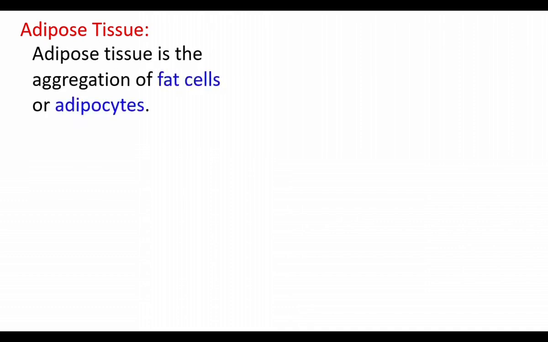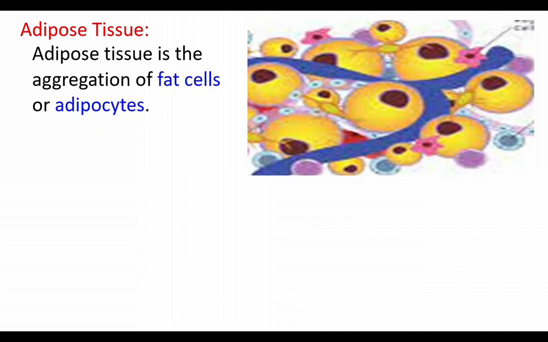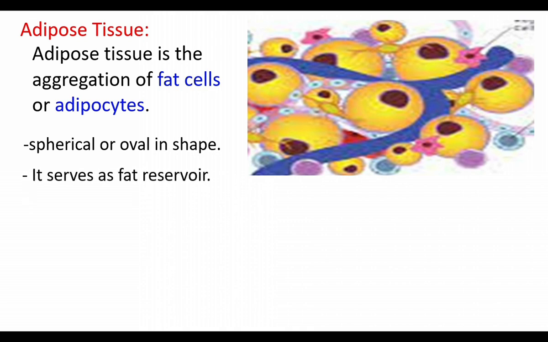Adipose tissue is made up of fat storing cells. A group of fat cells, or adipocytes, forms adipose tissue. They are oval in shape. They store fat. They are spherical or oval in shape. It serves as a fat reservoir. It is an area of fat storage.